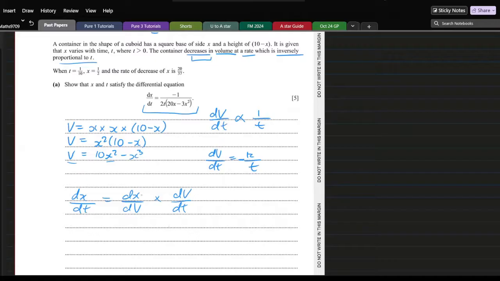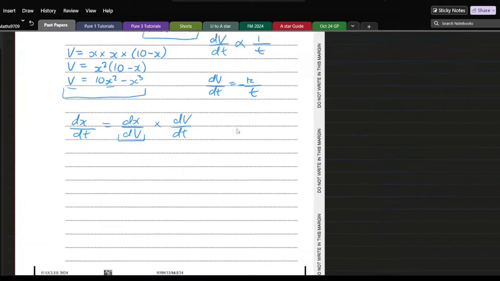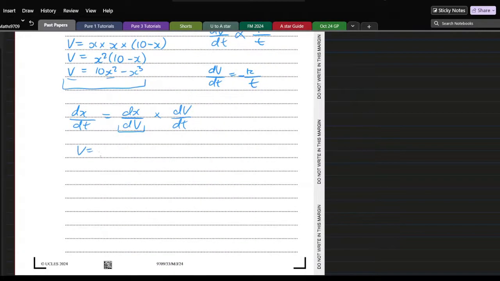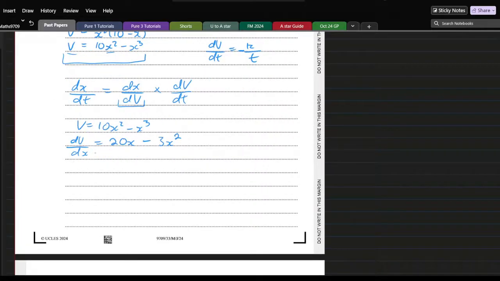So we'll start with dx/dV. That will come from our volume equation. So we need to differentiate. We've got V is equal to 10x squared minus x cubed. So dV/dx is equal to, bring down the 2, so that becomes 20x, minus, bring down the 3, subtract 1 from the power, that is 3x squared. Alright, so this here is dV/dx, but notice that in our chain rule here, we want dx/dV. So we want the reciprocal of dV/dx.